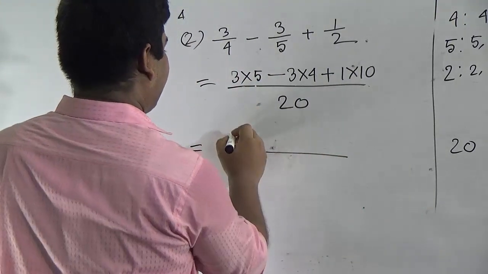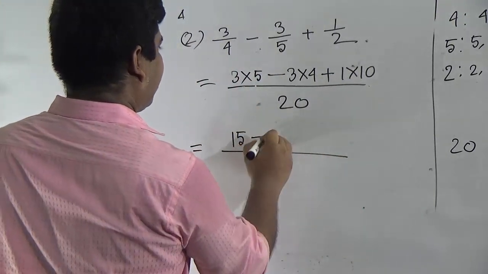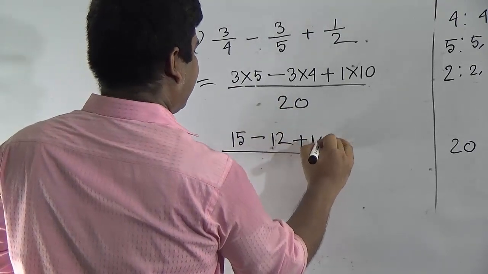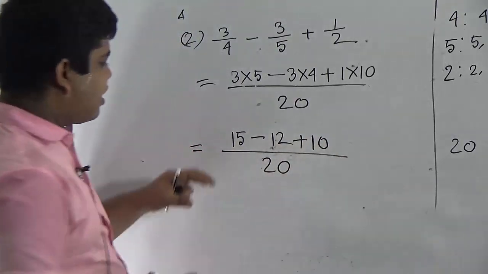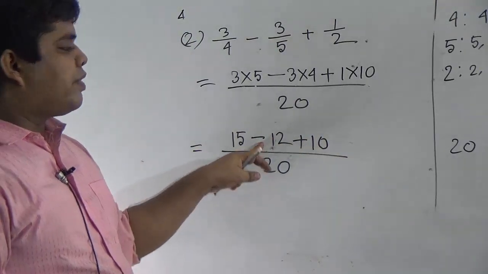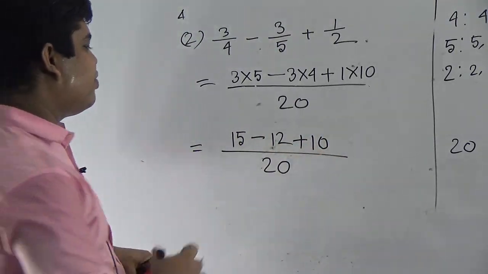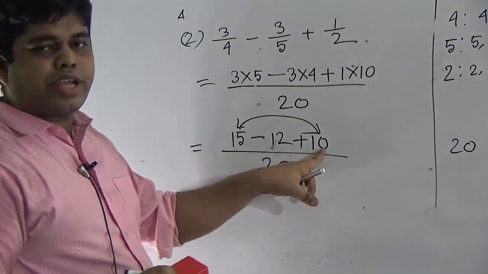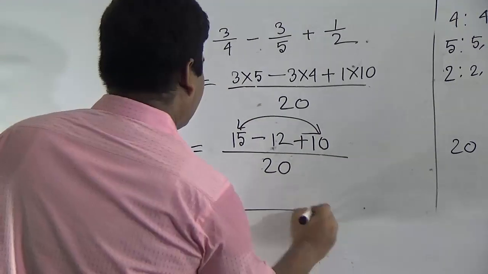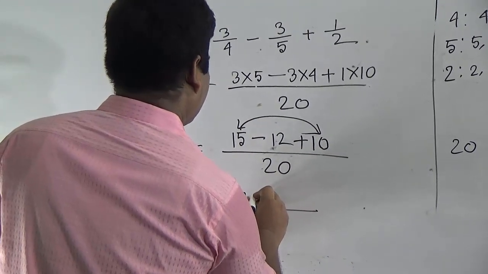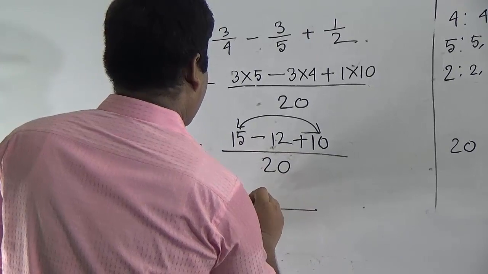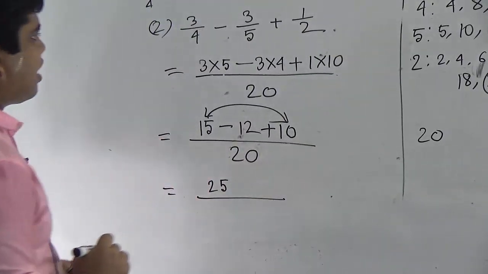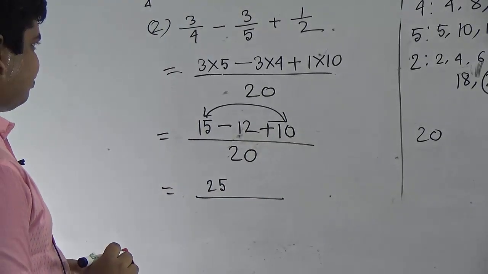Now we multiply: 3 5 ja 15, 3 4 ja 12, 10 1 ja 10. Here addition, subtraction, addition. So at first we do addition. That means at first we add 15 with 10. If we add 15 with 10, then we get 25. I hope you have understood.